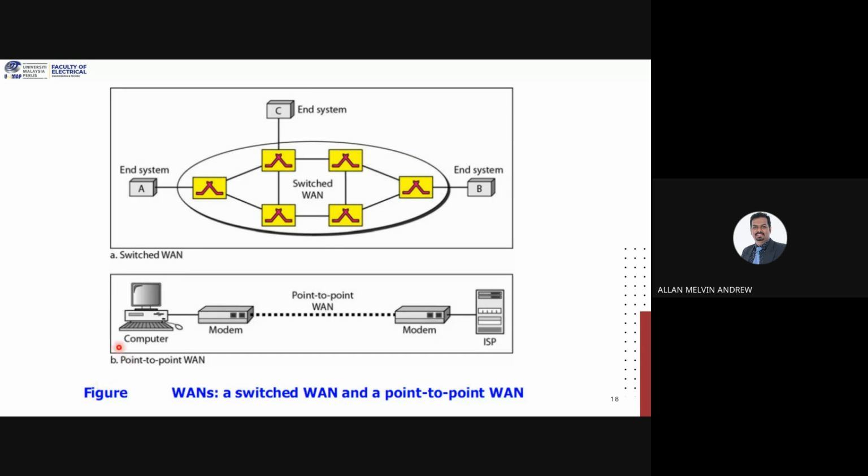Then we have a point to point one. It's a combination. Let's say you have a computer, and then you connect it through a modem, so it's connected to the modem or internet service provider. We call it point to point. Point to point is more dedicated, more specific between this node and this node, so you cannot have public access, other people accessing it.